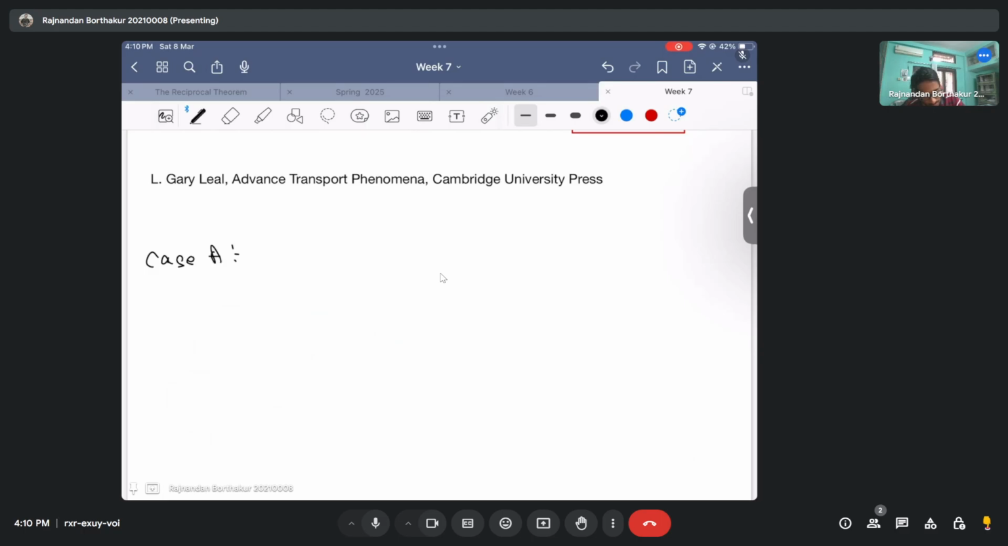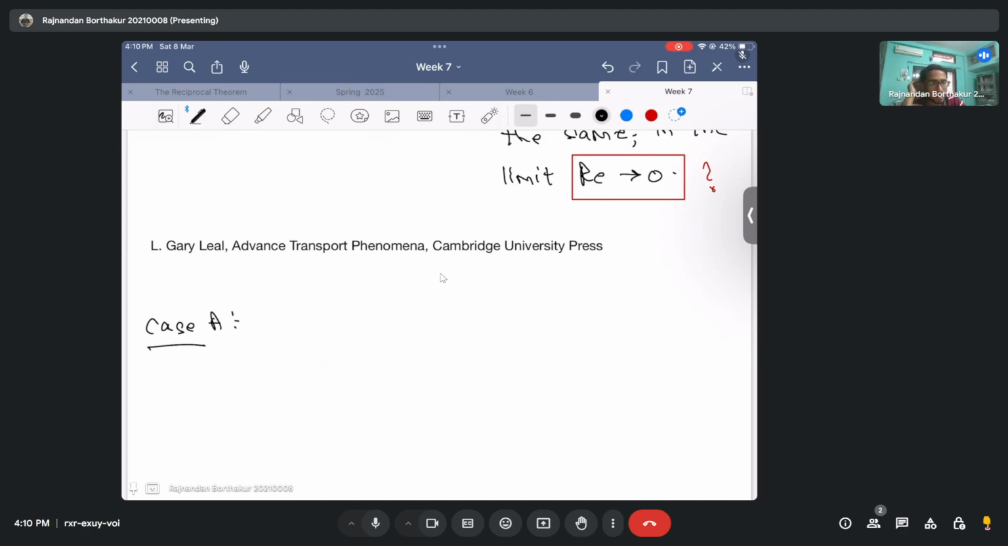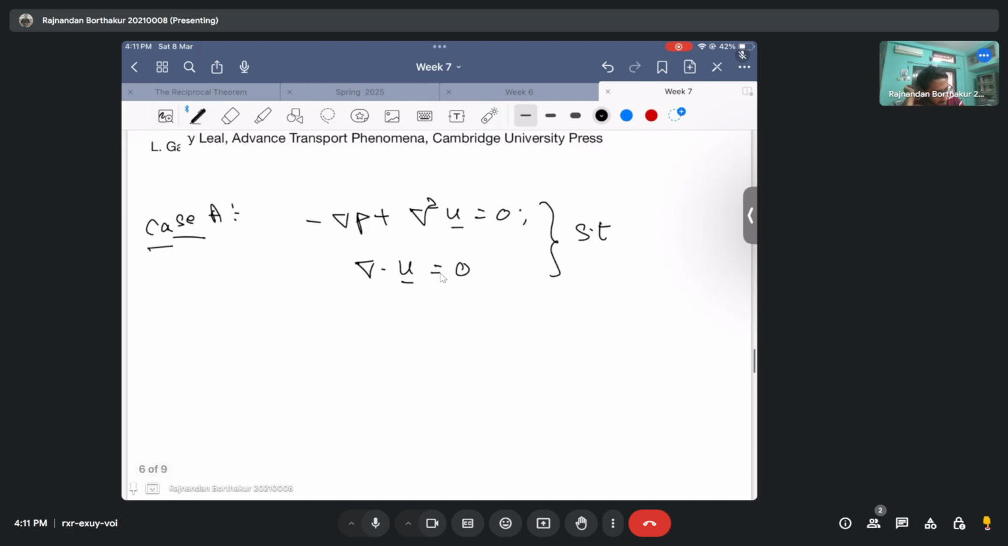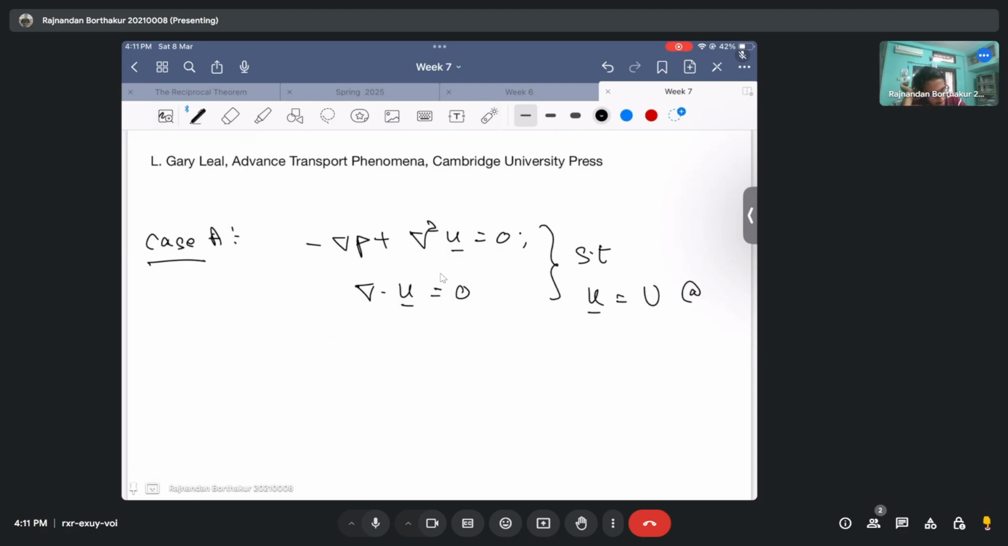That's the first case, for this object. For object A, if I write down the equations which govern the motion, they are nothing but the creeping flow equations, which are minus gradient of P plus del square U equals 0, and divergence of U equals 0. These are subject to the condition that u is some far stream velocity, let's say capital U, at r tending to infinity, and u is 0 on the surface of the object.